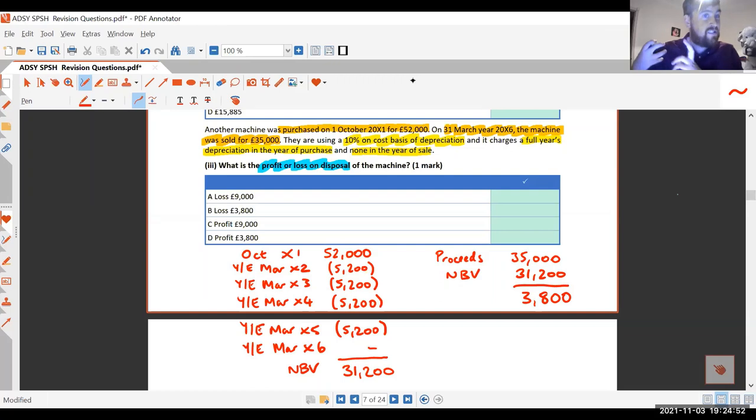So that eliminates two of our options. There's only a couple left to choose from here. We've got B or D. We need to think about whether this is a profit or a loss. I tend to think of this exactly as you would any other transaction.